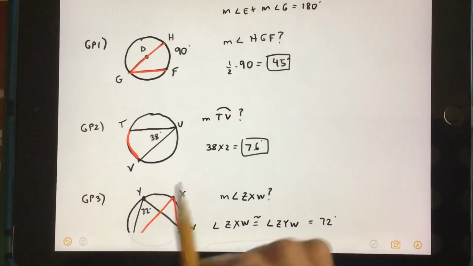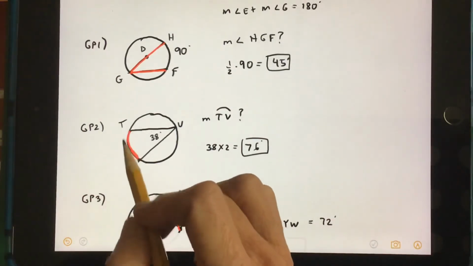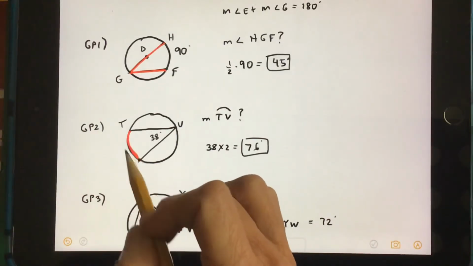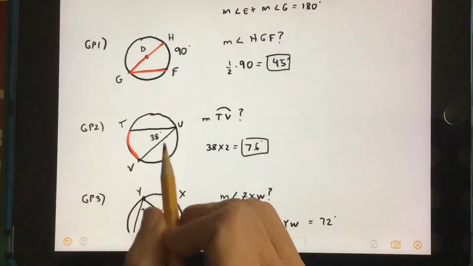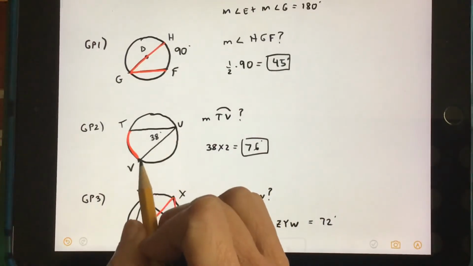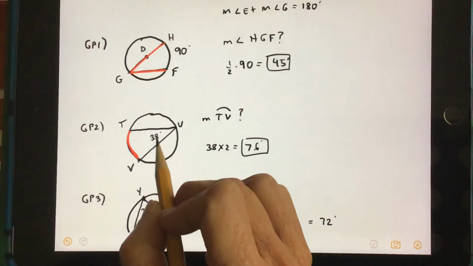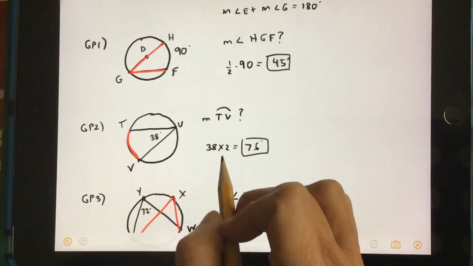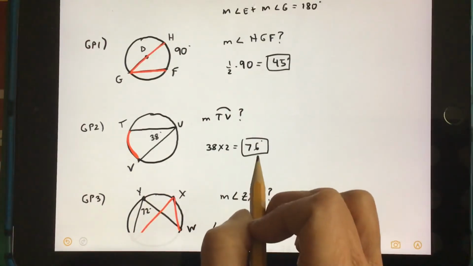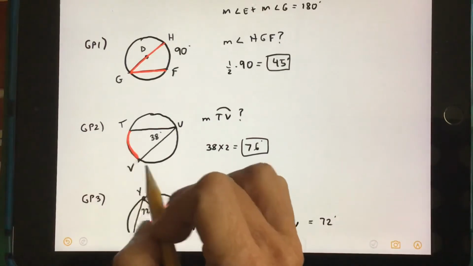Guided practice 2, we are figuring out what the measurement of this arc is. Well, it's going to be twice as much as this angle that is inscribed inside of the circle. So we're going to take our 38 degrees that's given to us, and we're going to double it, multiply times 2, to get the arc measurement of 76 degrees.